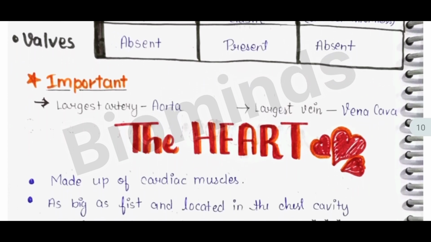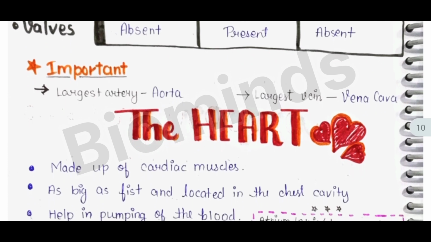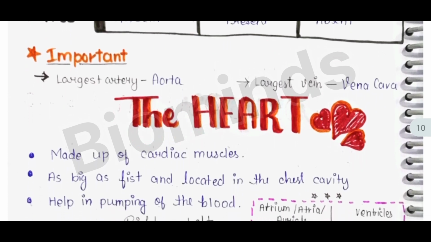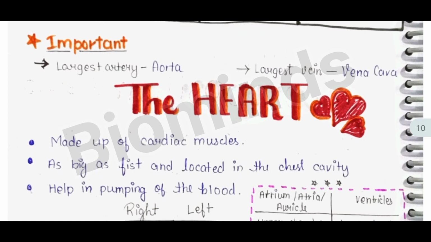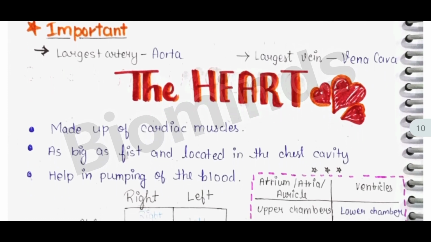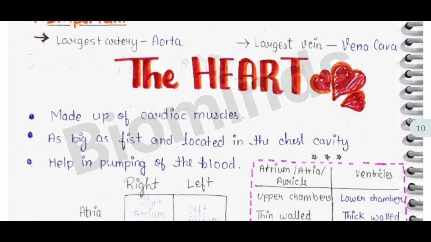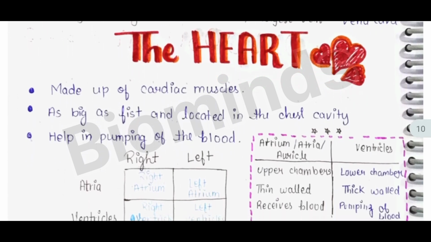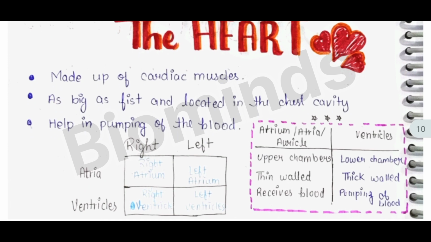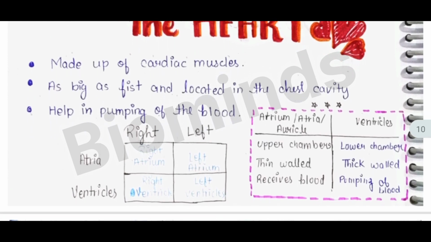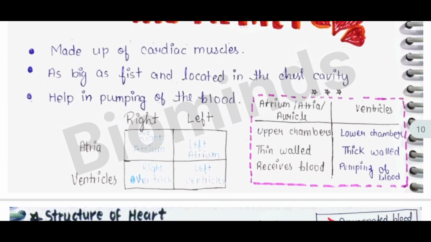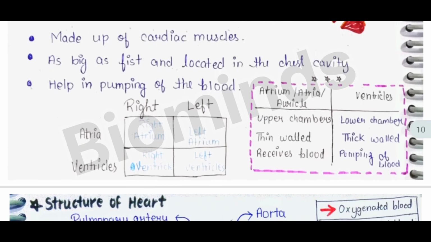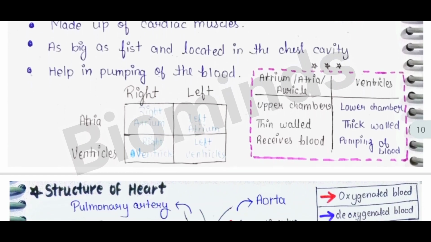The heart. The heart is made up of cardiac muscles, is as big as a fist and is located in the chest cavity. It helps in the pumping of the blood. It has the auricles and the ventricles. Auricles are the upper chambers; these are thin-walled and receive the blood. Ventricles are the lower chambers; these are thick-walled and help in the pumping of the blood.